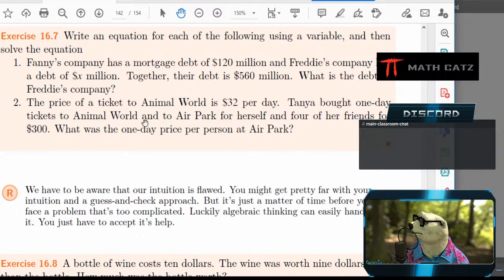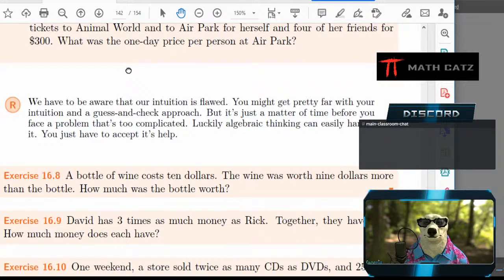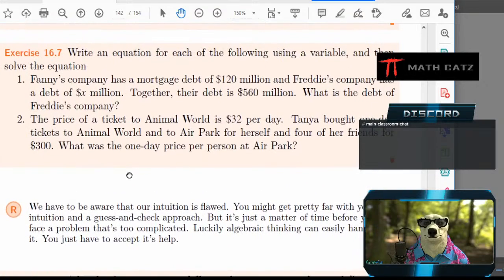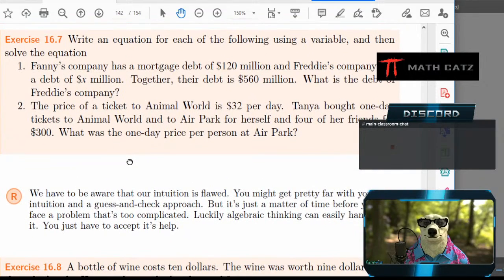All right, so we have exercise 16.7, which I'm not sure why it's different from the rest. It's just 2 word problems. I'm not sure why they're grouped together. They're not related in any way. We'll just see what they say. Write an equation for each of the following using a variable and then solve it. I think they make it easier because they define a variable for me and the others don't, right? That's it, I think.